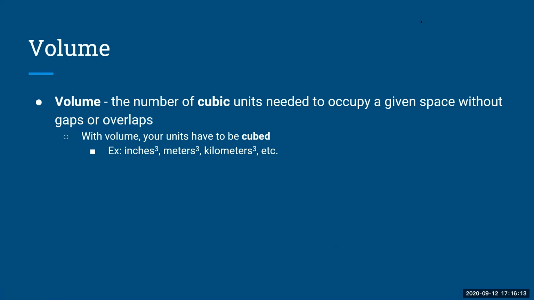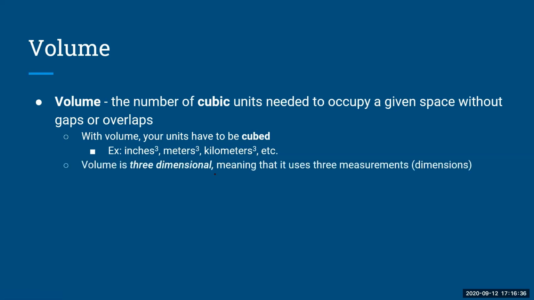Okay. Volume. So everybody knows volume. It's the number of cubic units you need to occupy a given space without gaps or overlaps. So basically, if I had a 3D shape, how many cubes I can fit into it would be my volume. Obviously, your units have to be cubed when it comes to volume. So inches cubed, meters cubed, kilometers cubed, etc. Because there's 3 dimensions. So 3-dimensional means it has 3 different measurements. So usually we call it base, length times width times height.